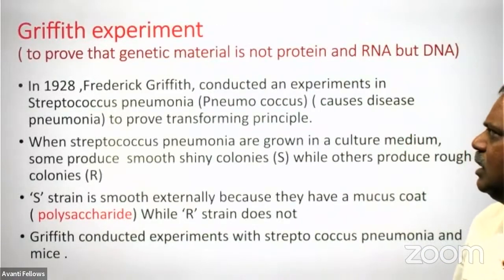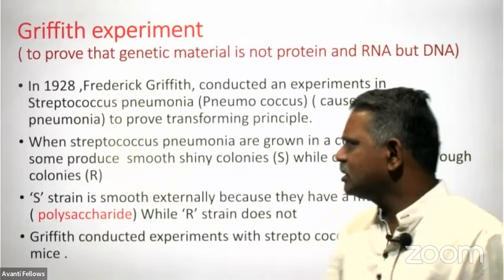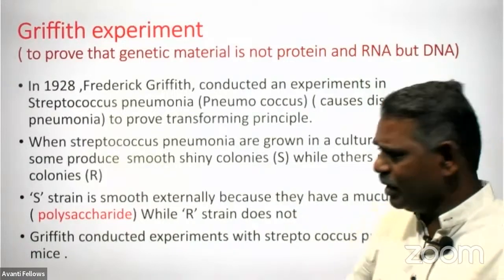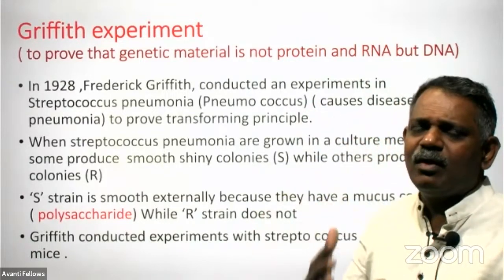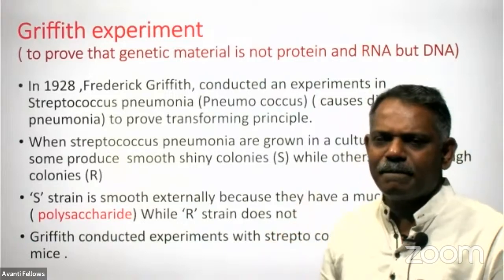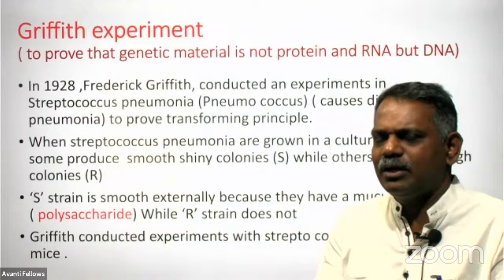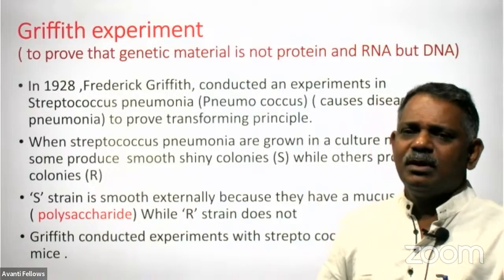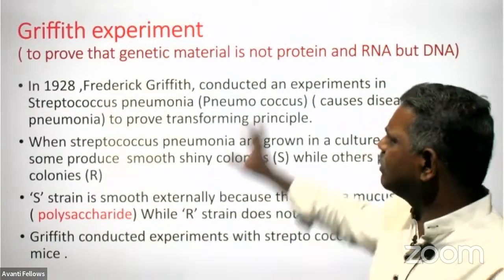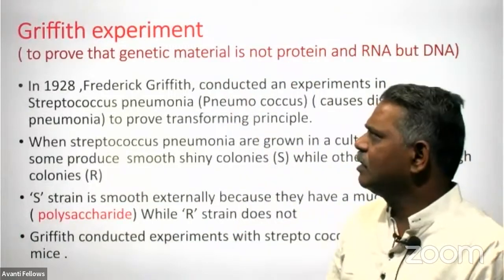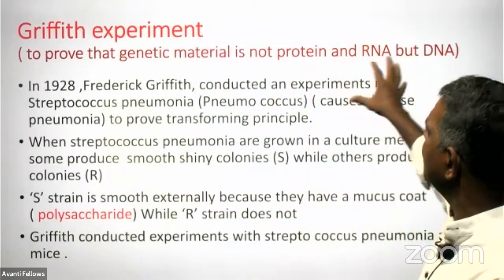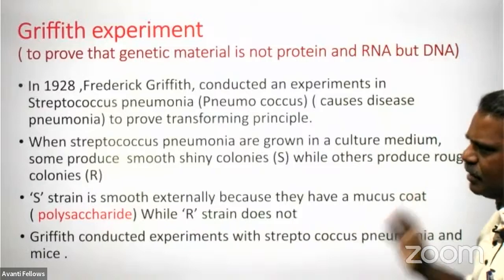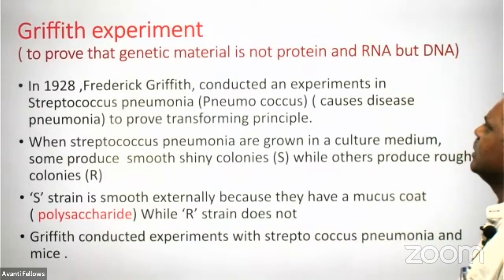Then come to the Griffith experiment. This experiment is to prove that genetic material is not protein. While discussing the previous slide, I told you only DNA or RNA can act as genetic material, because genetic material should have some basic properties like mutation, storing information, or multiplication. Such things are not there in the case of protein. Genetic material should be RNA or DNA, that is, the nitrogenous base, not protein.